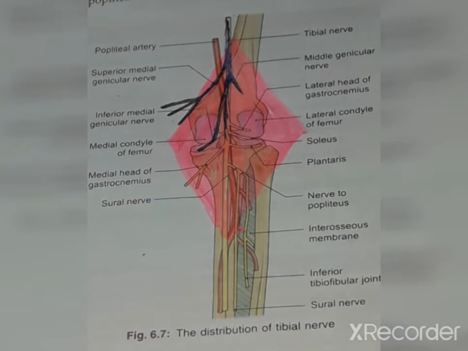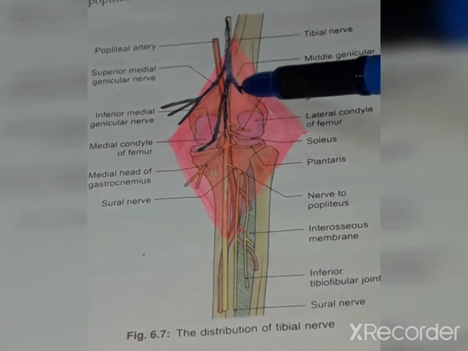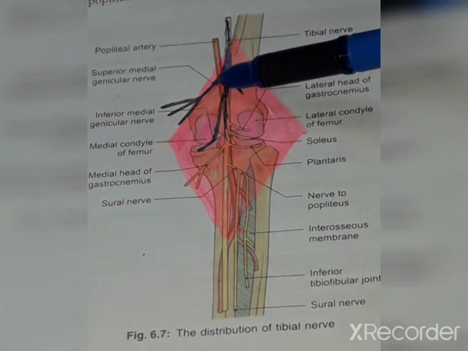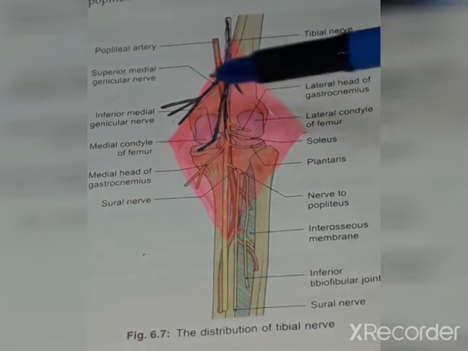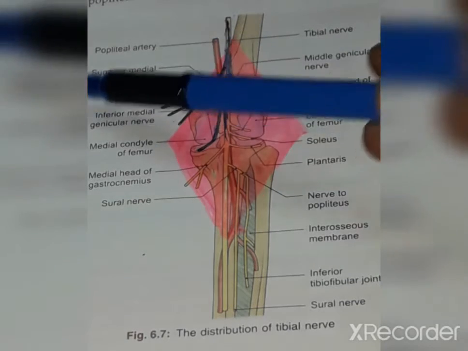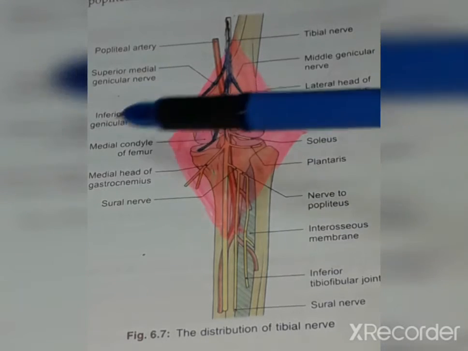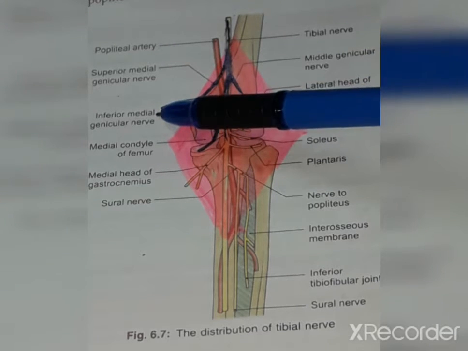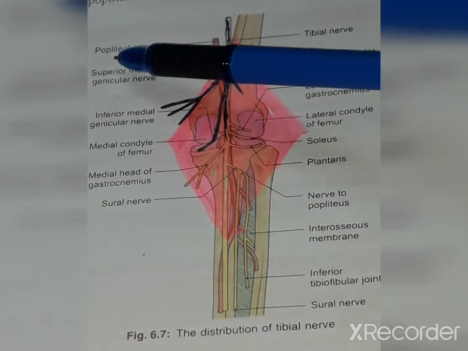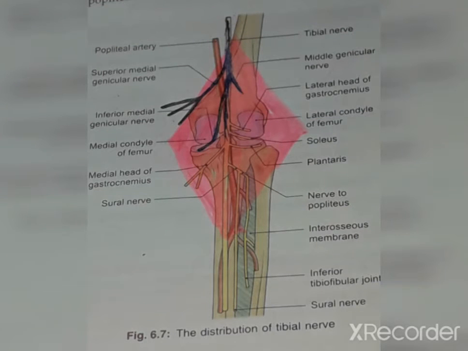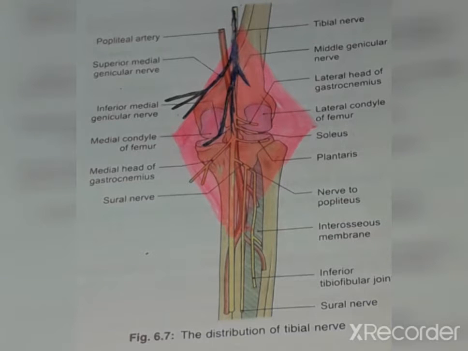Out of 3 articular branches, one is arising from the middle, thus named as middle genicular nerve, and out of these two, one is on the top and another one is below that. Thus, it is named as superior medial genicular nerve and inferior medial genicular nerve. Both the nerves lie on the medial side, thus named as medial. One is above, which is named as superior, and one is below, which is named as inferior. All these 3 articular branches supply the knee joint.